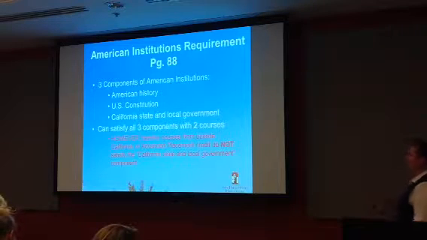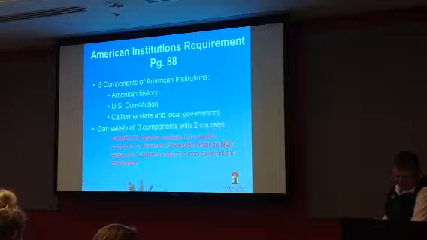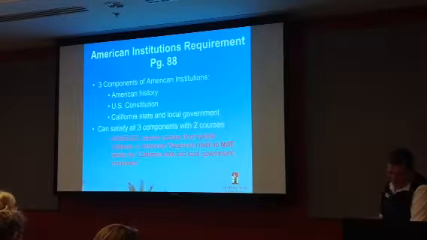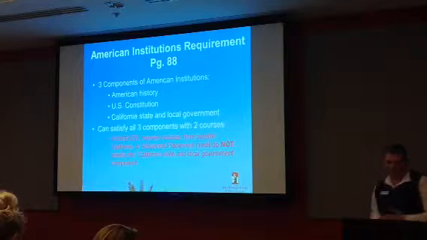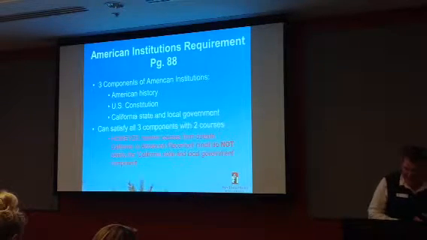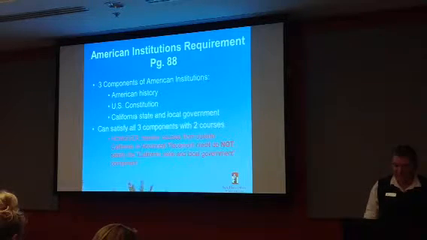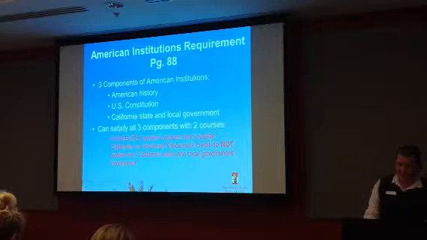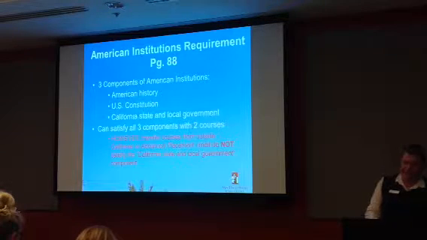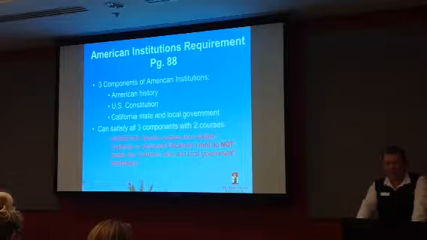The student can satisfy all 3 components with 2 scores. So, on the right side of page 88, it states the different ways you can satisfy American institutions. Item A is a pair of SDSU courses. Item B is transfer courses from California colleges and universities. And item C is transfer courses from outside of California or AP credit.